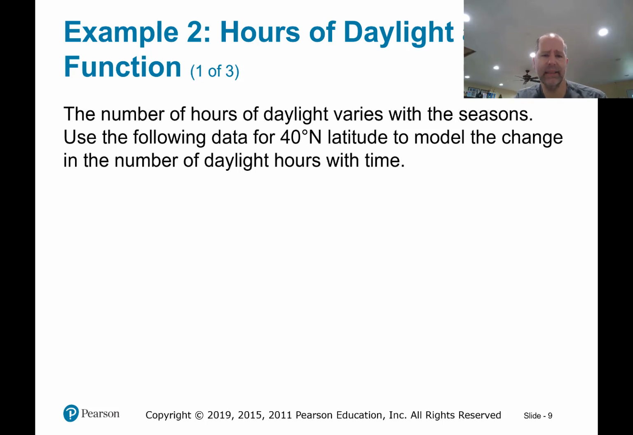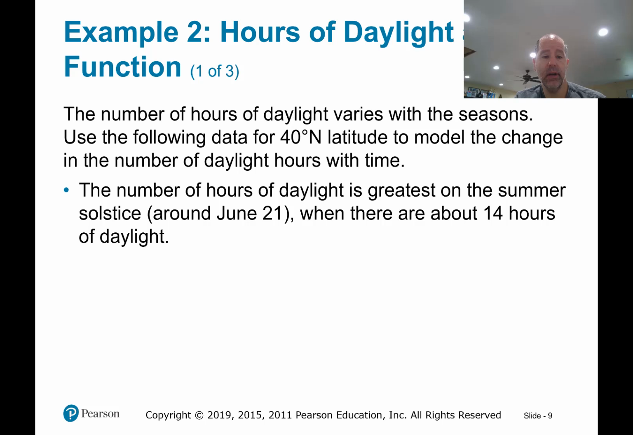So now let's look at this example here, hours of daylight as a function. The number of hours of daylight varies with the seasons. Use the following data for 40 degrees north latitude to model the change in the number of daylight hours with time.